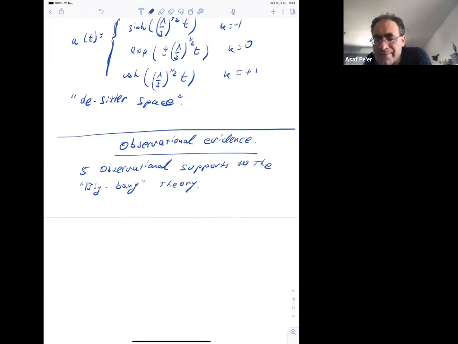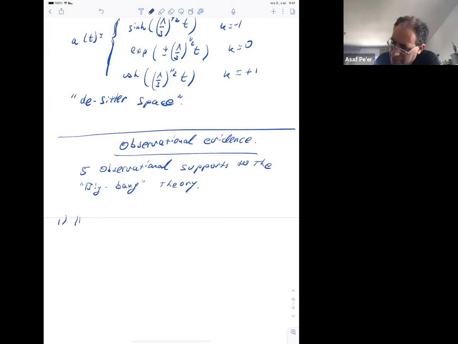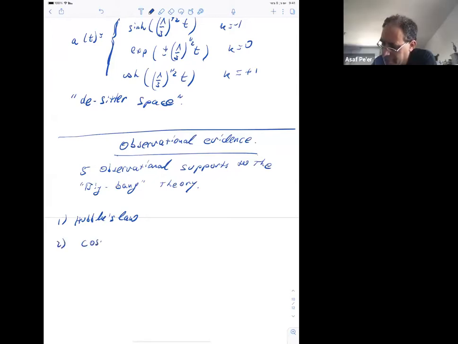Does anybody want to guess what they are? I assume that the first one is the actual observations of galaxies receding away from one another. Very good. So the first one is Hubble's law. It's the first indication that the universe is not static and not steady. What's the CMB? CMB, cosmic microwave background.